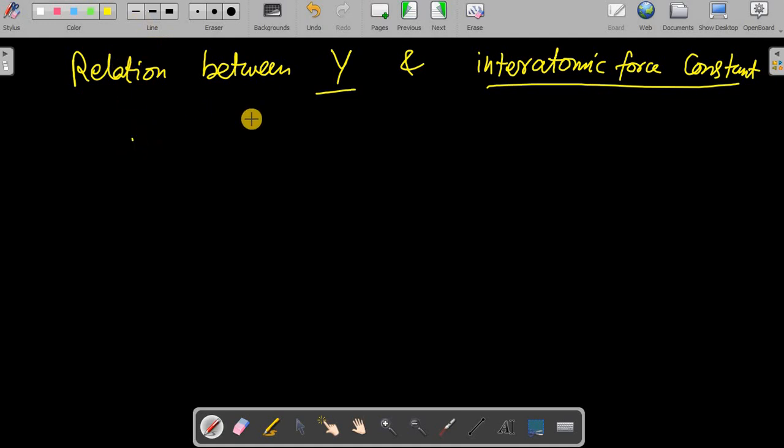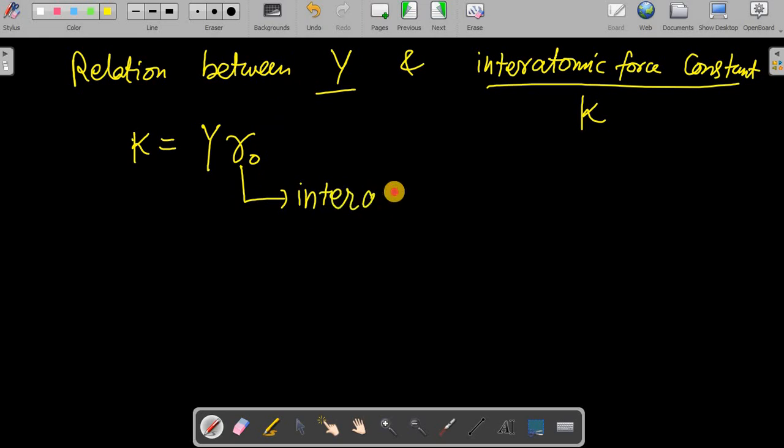So the interatomic force constant, let us write as K. This K is equal to Young's modulus into R naught. Here R naught is the interatomic distance. For example, suppose there is one atom, and there is another atom. In between these two atoms, there is an interatomic distance which will be fixed in solids. This interatomic distance is fixed, because solids are closely packed.